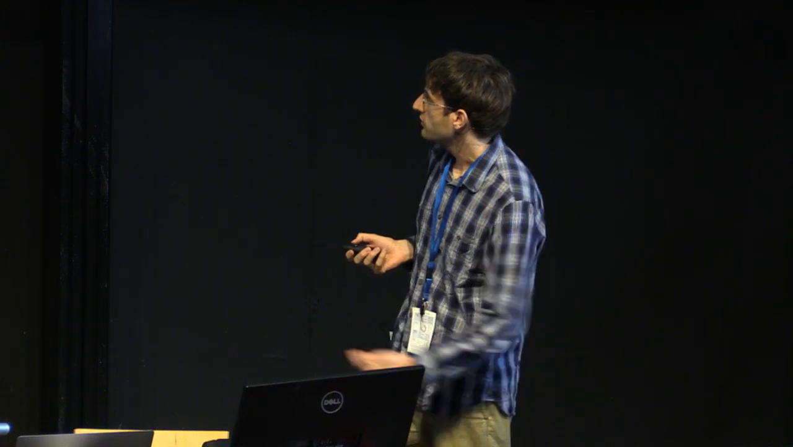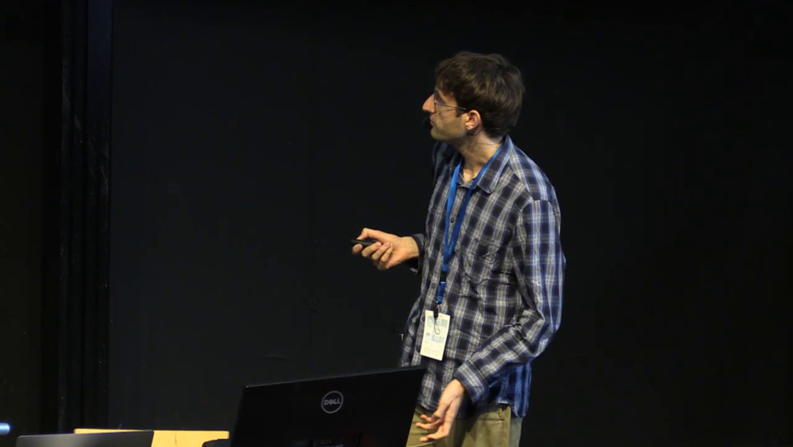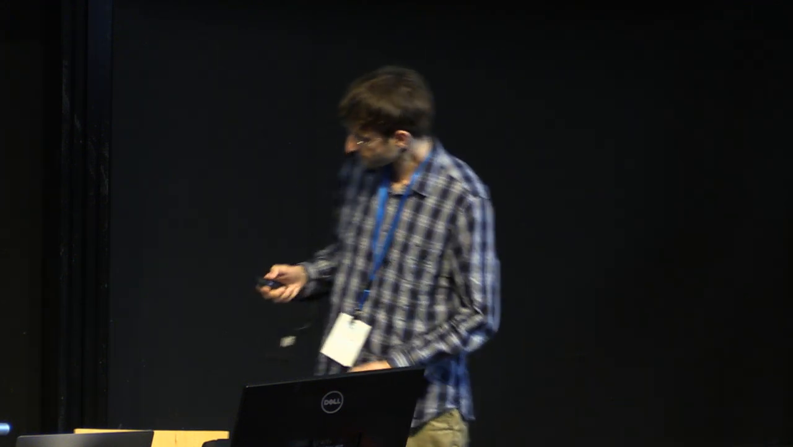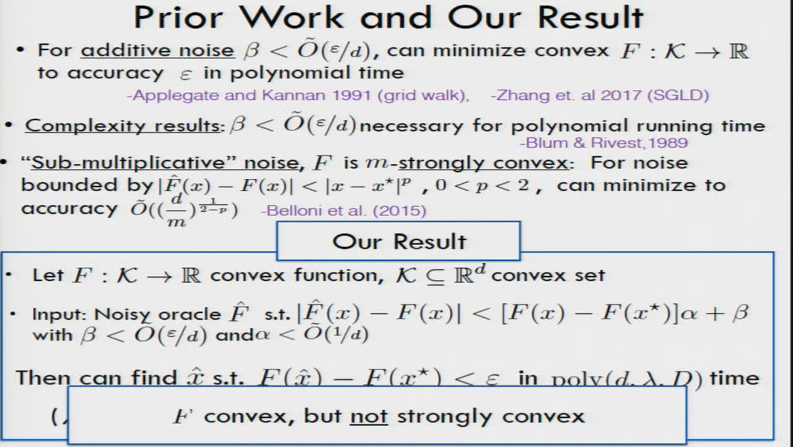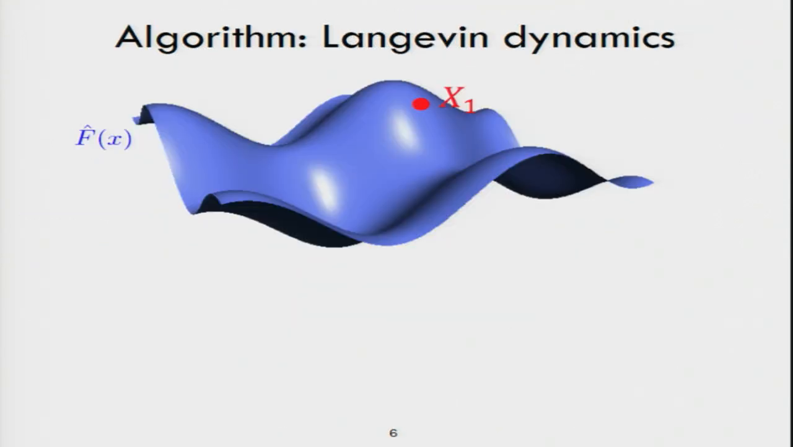So the running time is polynomial in both the dimension as well as various smoothness parameters for the function f. In particular, the assumptions we made about f was that it was convex, but we did not need to make strong convexity assumptions. Okay, so the algorithm that we used is based on the Langevin dynamics Markov chain.